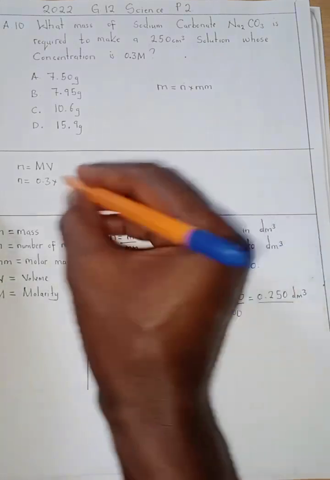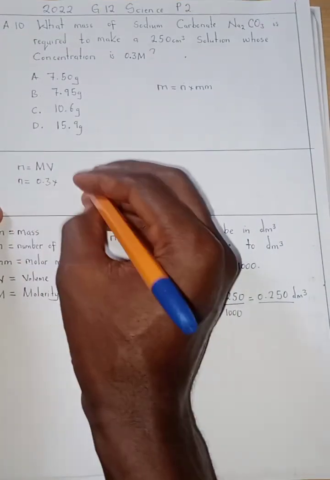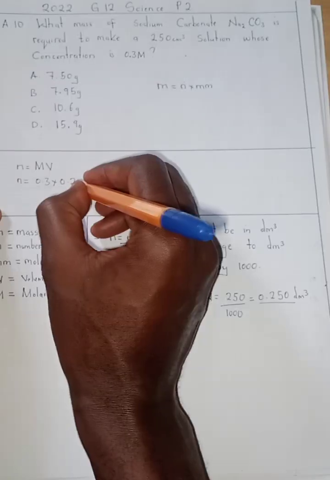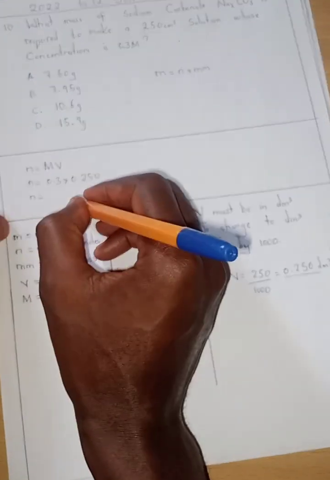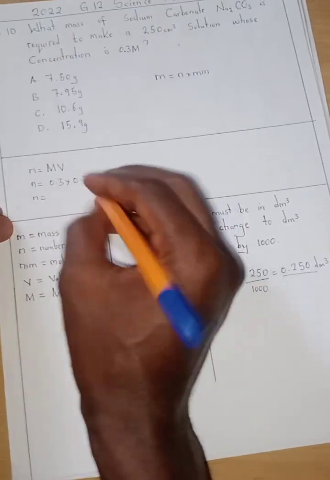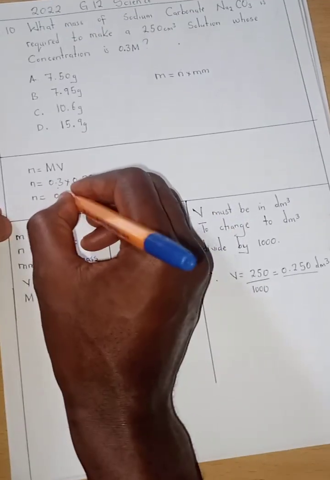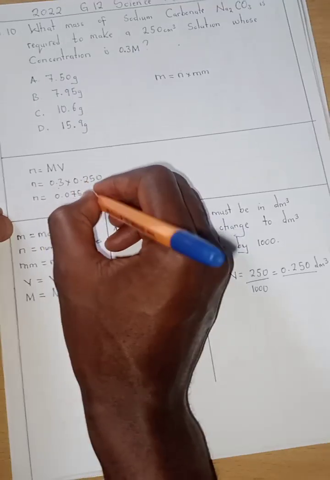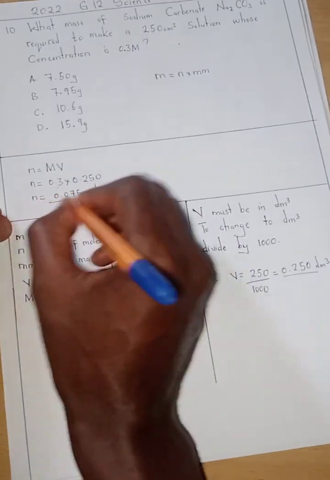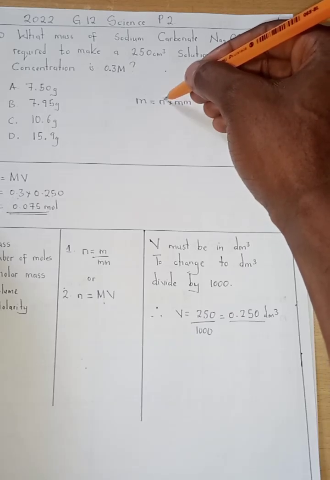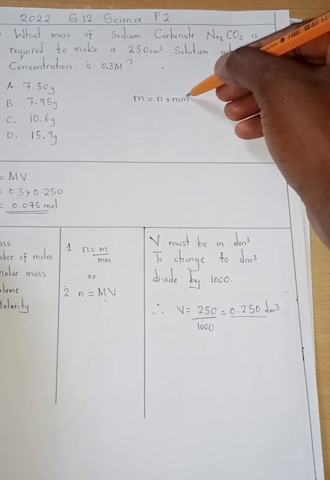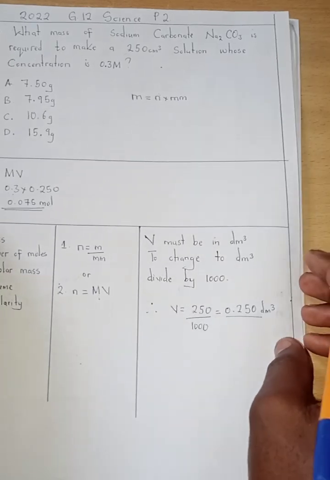Okay. So therefore, our molarity times 0.250. Therefore, the number of moles, when we multiply these, is 0.075 moles. So we have found the number of moles here. What remains is to find the molar mass.